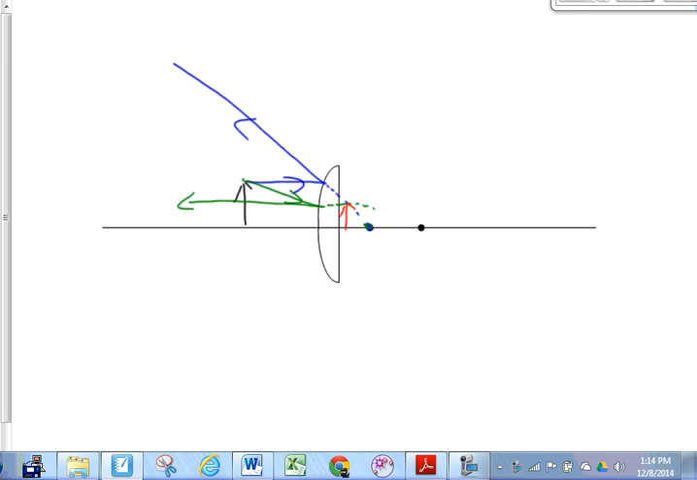Characteristics here. Number 1, Aaron, what's one of the characteristics there? It's virtual because dotted lines intersect. You couldn't project it onto a screen if you wanted to. Okay. What's the second one? Reese, what's the second characteristic besides virtual? Jake? It's upright. Good. Obviously, we can see why it's upright there. And Luke, what's the third one? It's smaller than the object is.